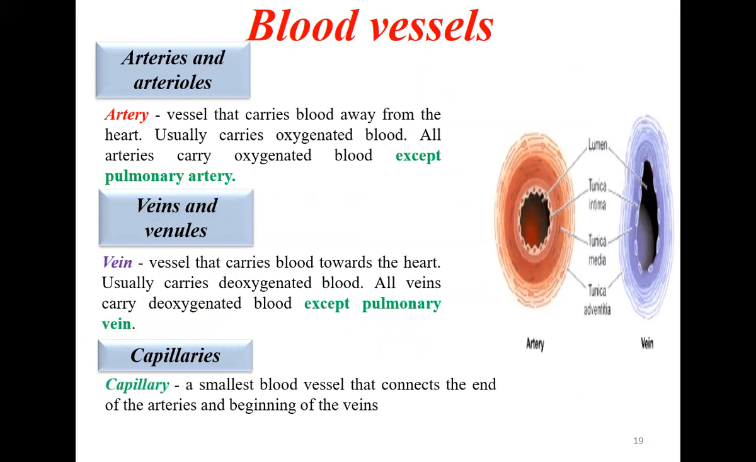Now coming to the vessels: what exactly do you mean by blood vessels? Blood vessels are divided into three types: arteries, veins, and capillaries. Arteries will carry the oxygenated blood most of the time. Arteries are vessels that carry blood away from the heart. Usually, not always, they carry oxygenated blood. All arteries carry oxygenated blood except the pulmonary arteries.